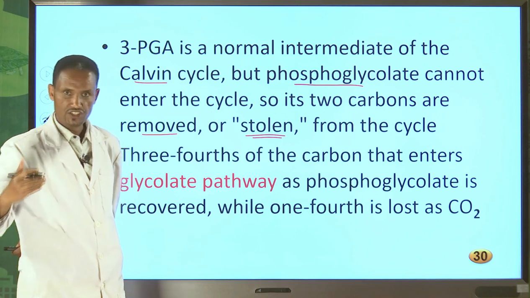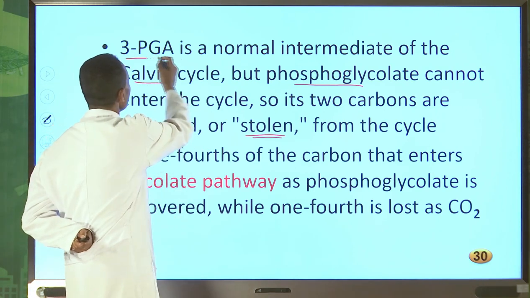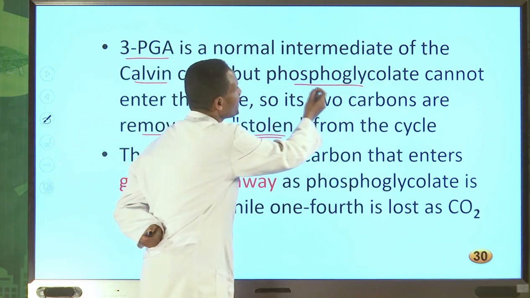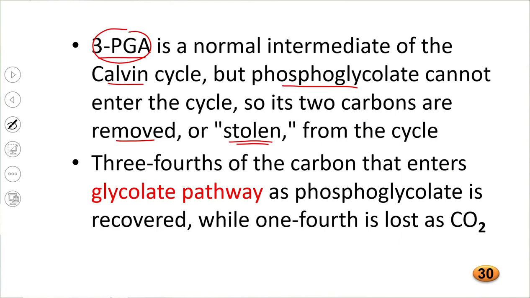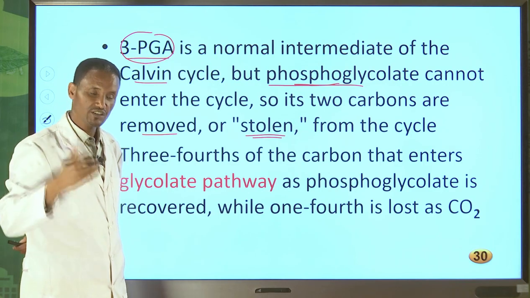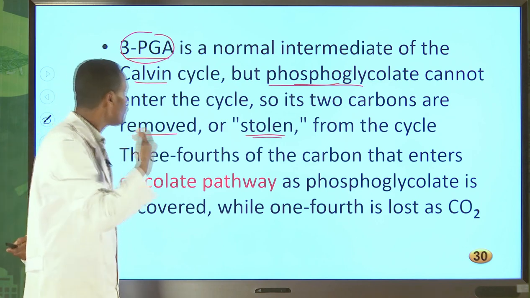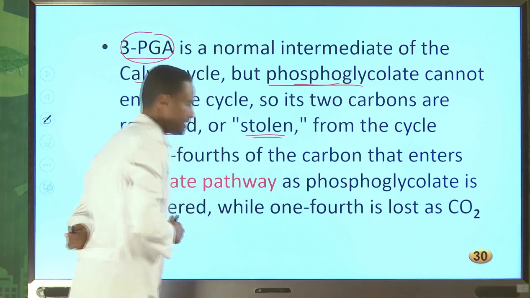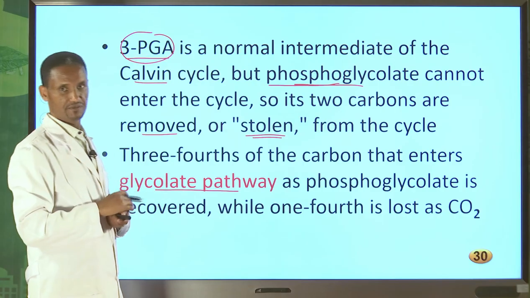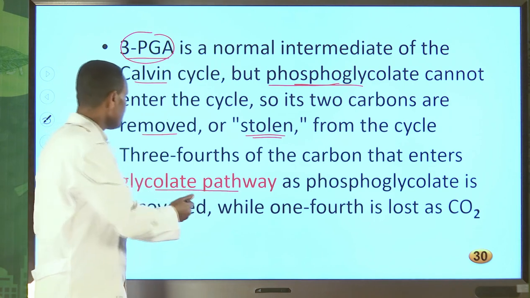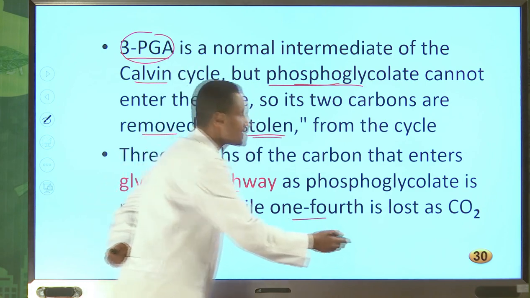If Rubisco fixes oxygen, it produces two products. One is 3-phosphoglyceraldehyde, the other is phosphoglycolate. This 3-phosphoglyceraldehyde is a normal intermediate for the Calvin cycle, and it can directly enter into the Calvin cycle. But the second product, phosphoglycolate, is a 2-carbon compound, and this cannot enter into the Calvin cycle. As a result, the 2 carbons are removed, or stolen, from the cycle. Then, at the end, 3/4 of the carbon that enters the glycolate pathway, that means the photorespiratory pathway, as phosphoglycolate can be recovered, while only 1/4 is lost as carbon dioxide.